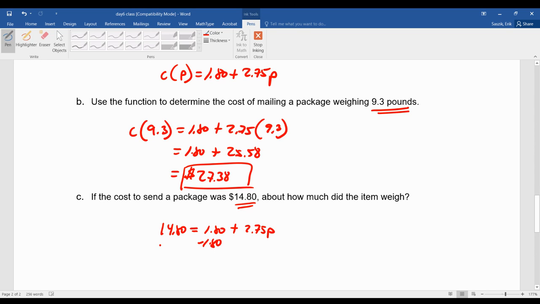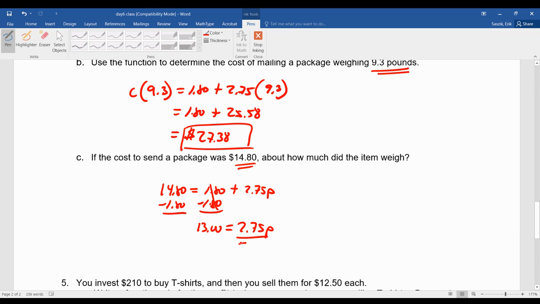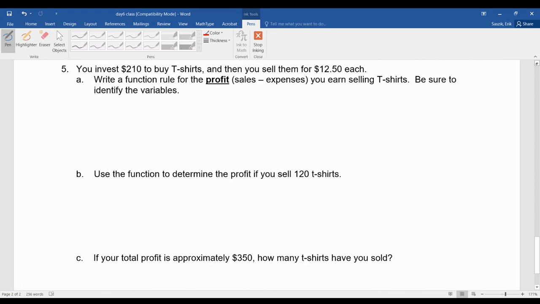So we, of course, you guys are good with this. You subtract $1.80 from both sides. You get 13 equals 2.75p. You do a little division. And P ends up being 4.72. Now, 4.72 what? Remember, P is pounds. So that's how much the package must have weighed for it to cost $14.80.